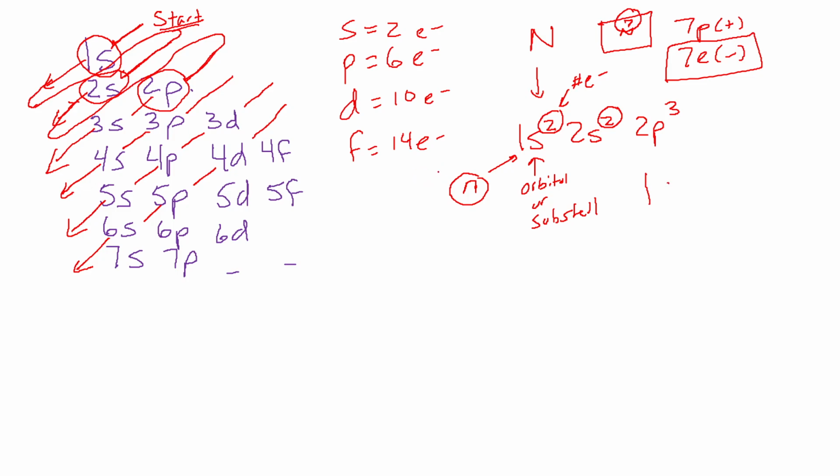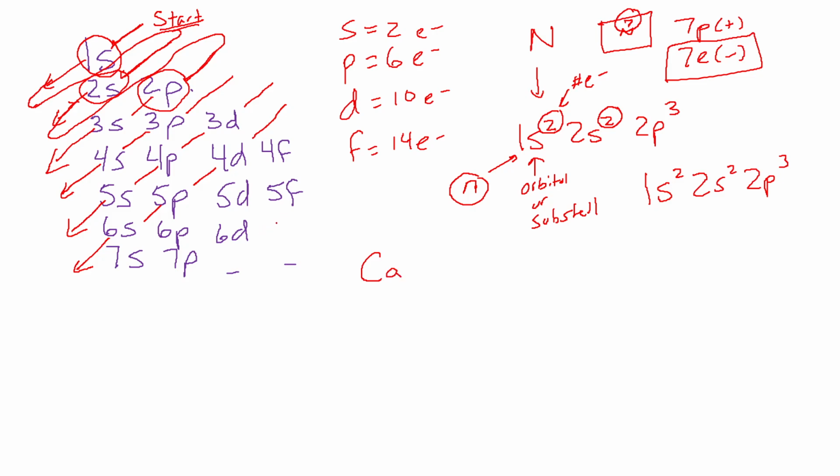So again, it would be 1s2, 2s2, 2p3. No commas, no dashes, which is what people for some reason like to do a lot when they're writing electron configuration. Now, if we look at something like calcium.